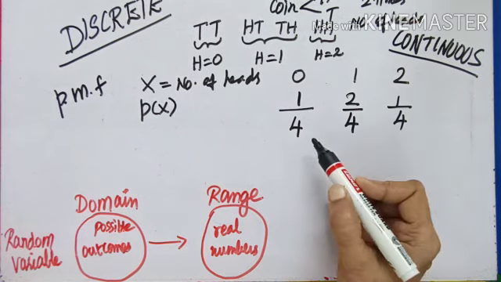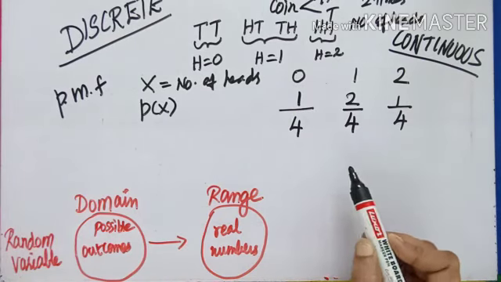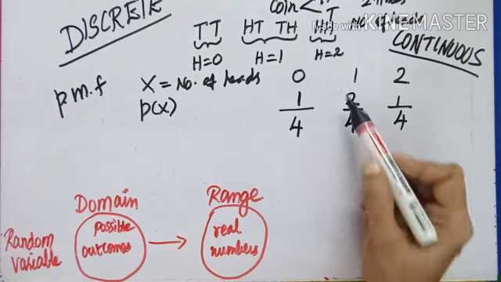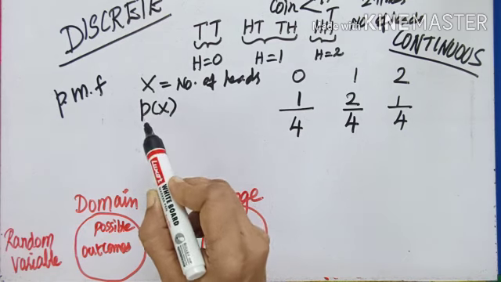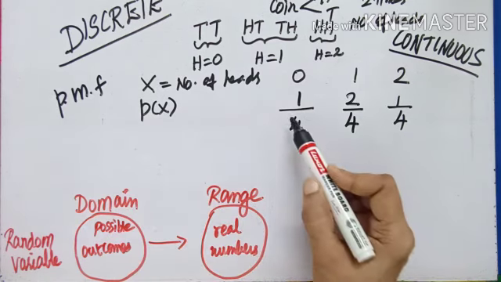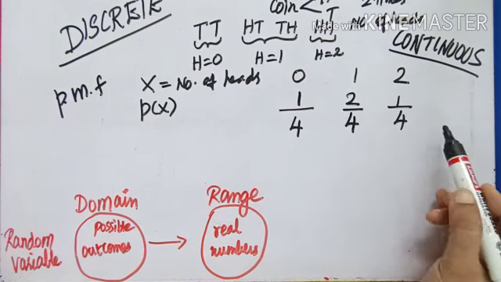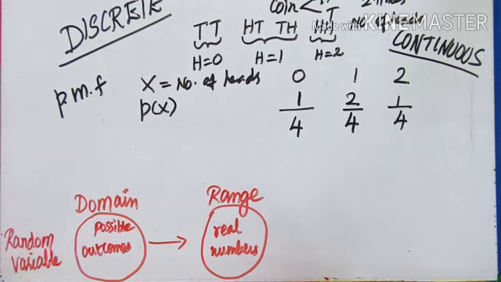Look at this example. Domain is set of all possible outcomes: 0 heads, 1 head, 2 heads, like that. The range is not a whole number. Definitely, probability is a decimal between 0 to 1. So my answers here will be mostly from 0 to 1 only. So the range is a set of real numbers.